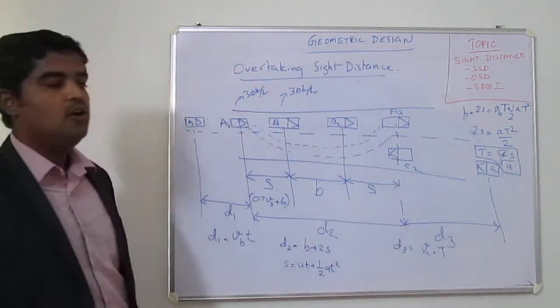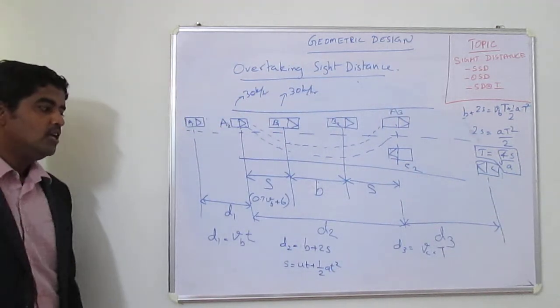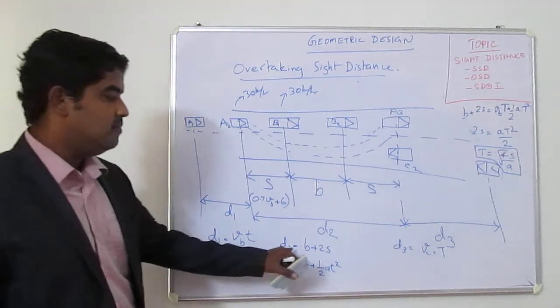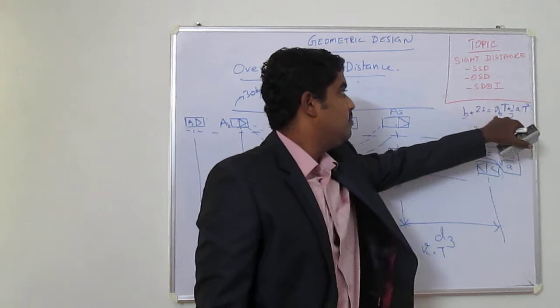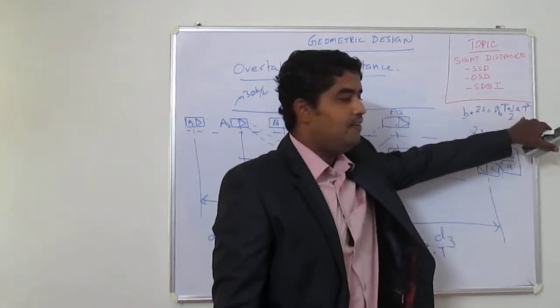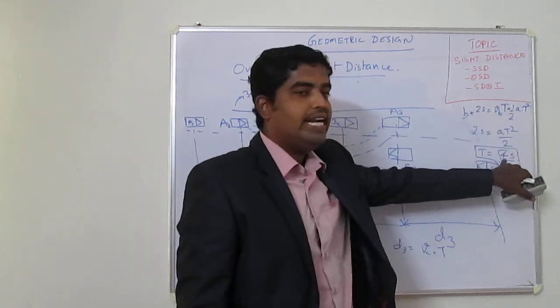So this is the value of overtaking time if you wanted to calculate. So d2 is nothing but VBT plus half a t square. So here if you want to calculate t, this is the formula.